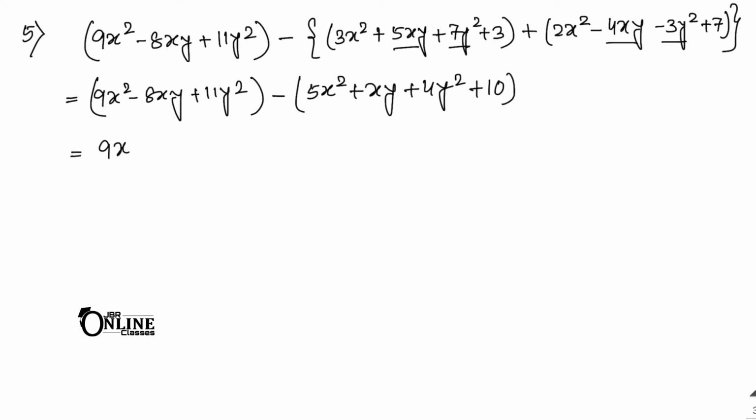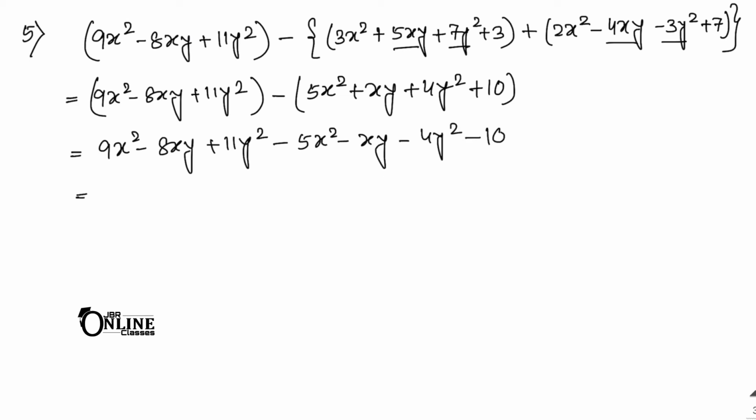Okay, now write down 9x square minus 8xy plus 11y square minus 5x square minus xy minus 4y square minus 10. I hope it's very easy. 9x square and then minus 5x square, it will be 4x square. Minus 8xy, here minus xy, so it will be minus 9xy. Plus 11 minus 4, so it will be plus 7y square. And then last one minus 10.